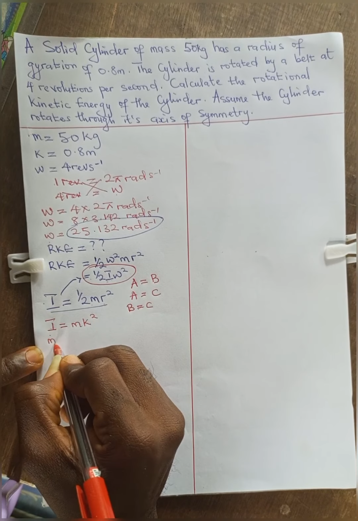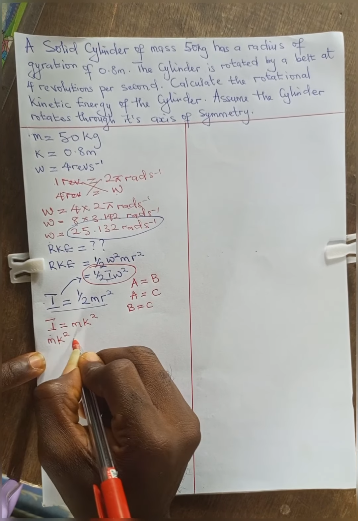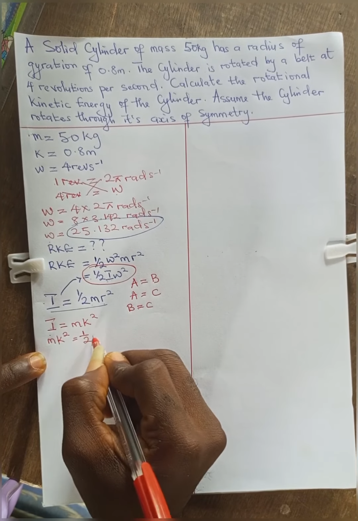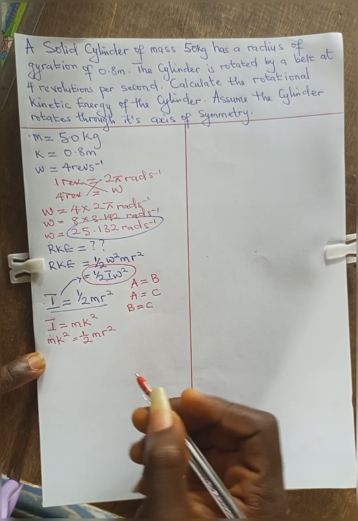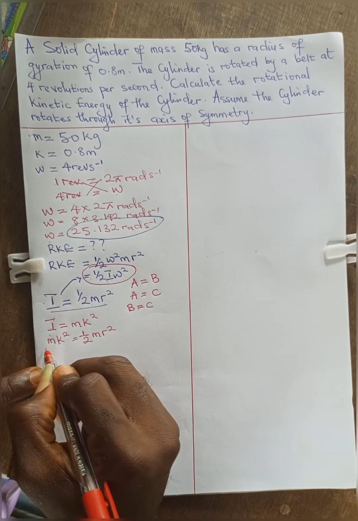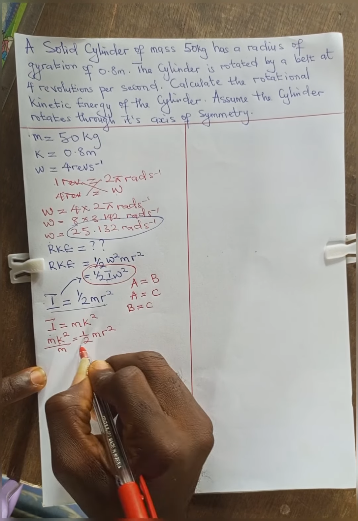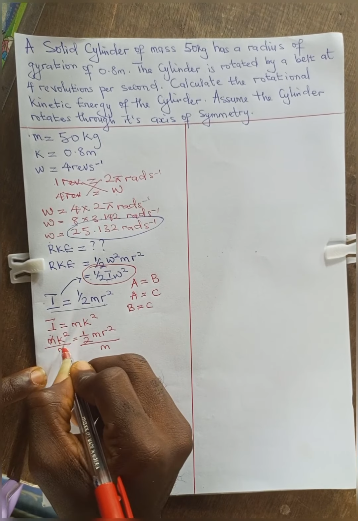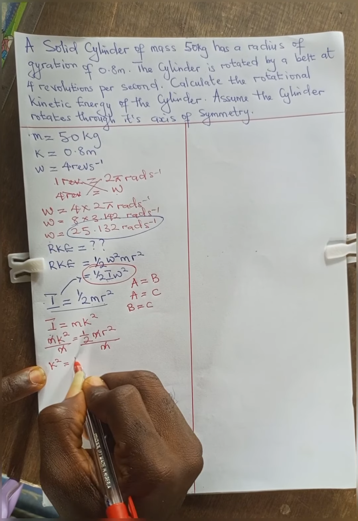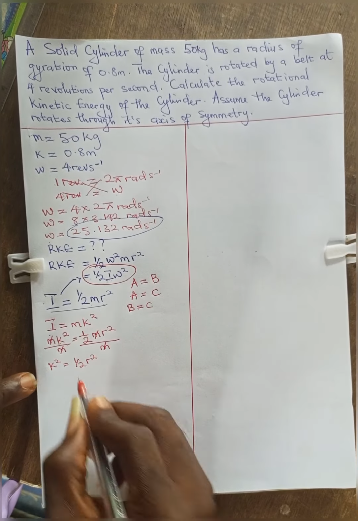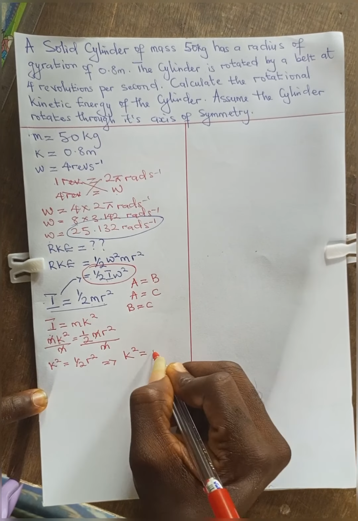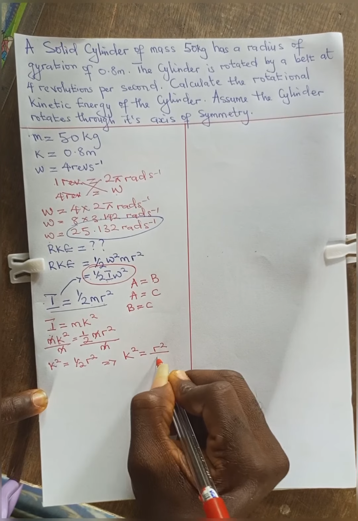So we go get mk square equals to half mr square. So na radius of gyration na dey here. So let's try making k the subject of the formula. So we divide both sides by m. So this cancel, this cancel. It remain k square equals to half r square. We fit rewrite this as k square equals to r square over 2.